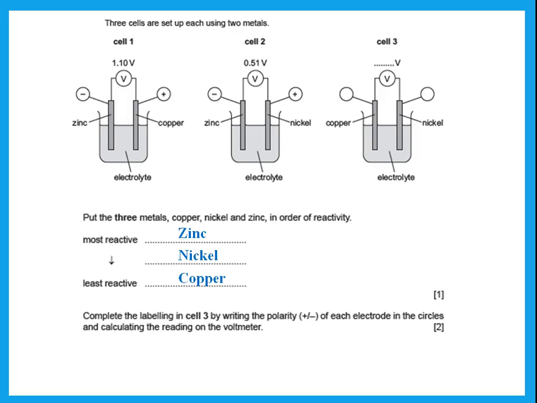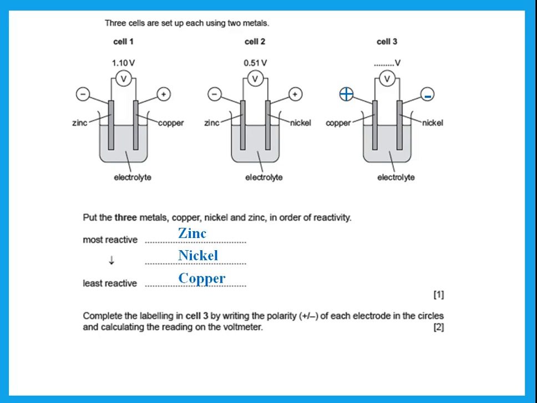But if we compare copper and nickel, which one is more reactive? Well, obviously the nickel is more reactive. So the nickel is the one that will be the negative electrode, and the copper will be the positive electrode.